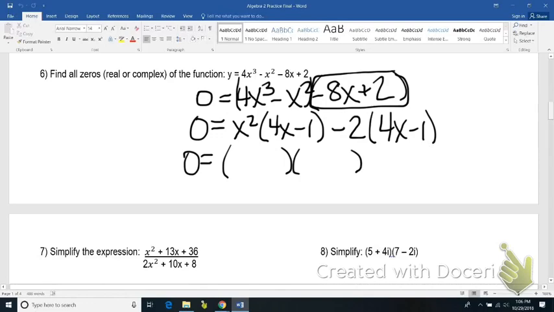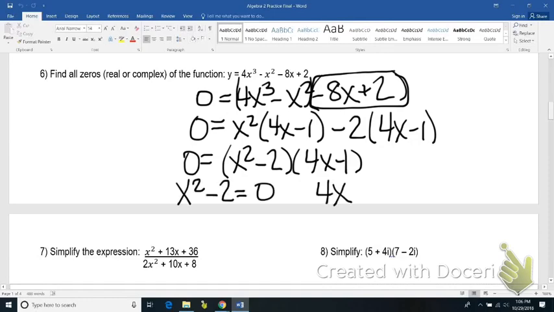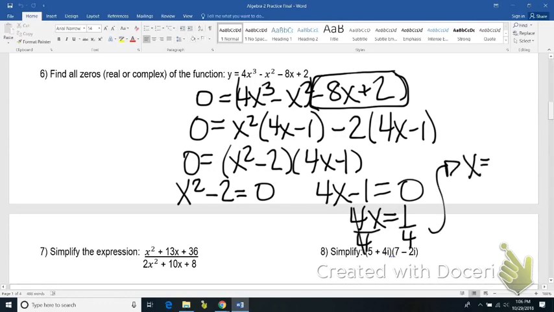So then those factors will be x squared minus 2 goes together, right? And 4x minus 1. And now you just have to separate those and set them both equal to 0. I'm going to start with 4x minus 1. I'd add 1, so that would become 4x equals positive 1. And then when I divide by 4, you get a fraction. That's okay. x is 1/4. Now, if you wrote 0.25, it's fine.